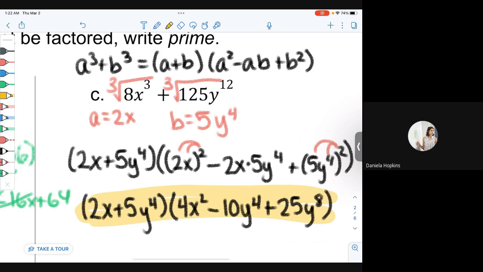Again, as a reminder, you'll get these kind of ugly second parts, that second parenthesis. Normally we would try and take that further and see if it could factor, but these will never factor further when they're a sum or difference of cubes.